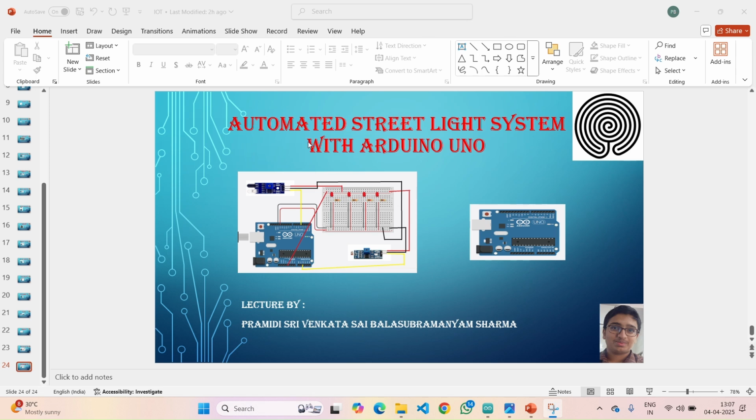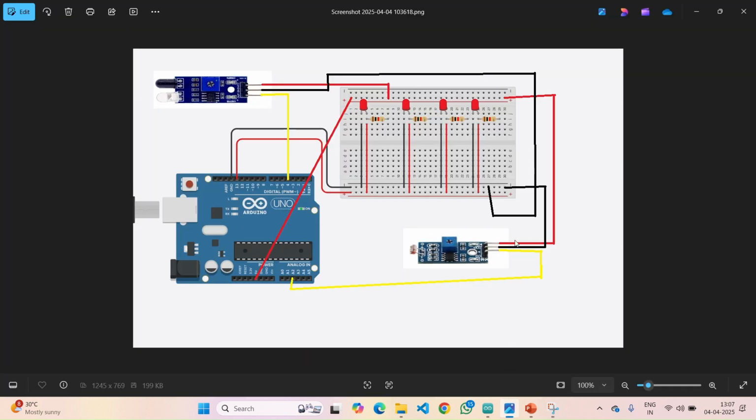Hello everyone. In this lecture now we are going to implement the automated street lighting system with Arduino UNO. Before going to explain the code, first you try to understand the connections, how to give them. Here you can see I have considered 4 LEDs with 4 resistors. All positives are connected to a common positive and negatives to the negative.